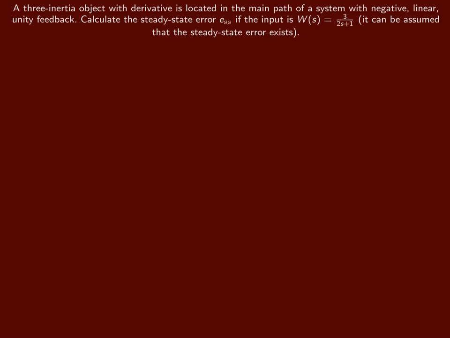The content of the next task is: a free inertia object with derivative is located in the main path of a system with negative linear unity feedback. Calculate the steady-state error if the input is W(s). It can be assumed that the steady-state error exists.